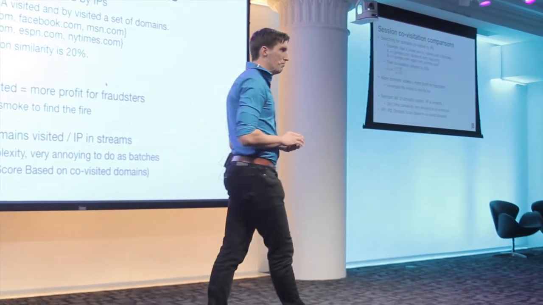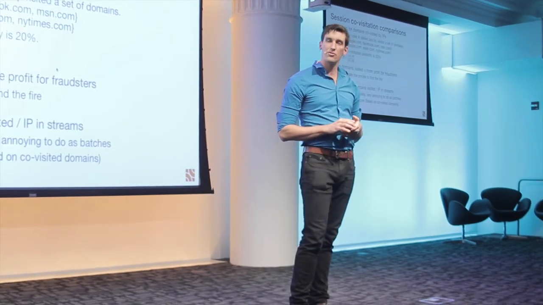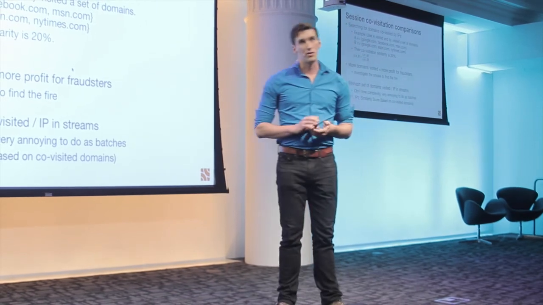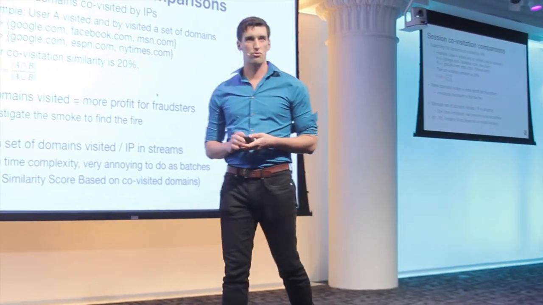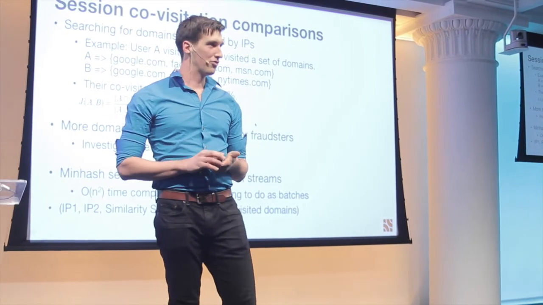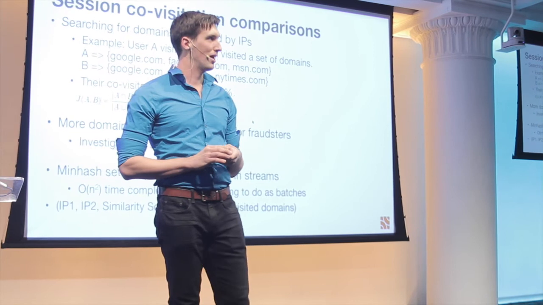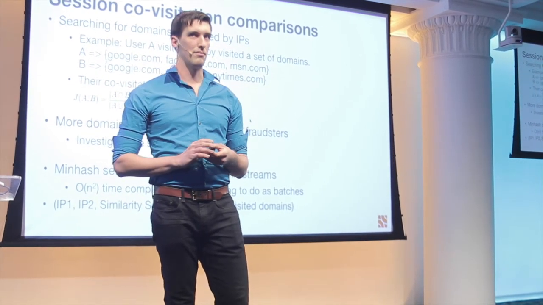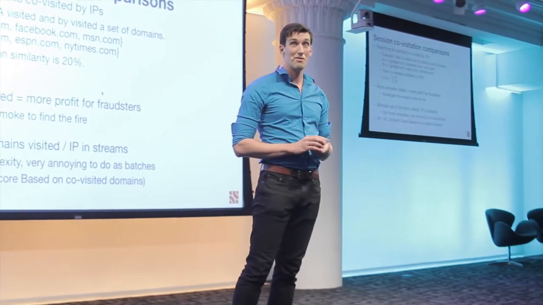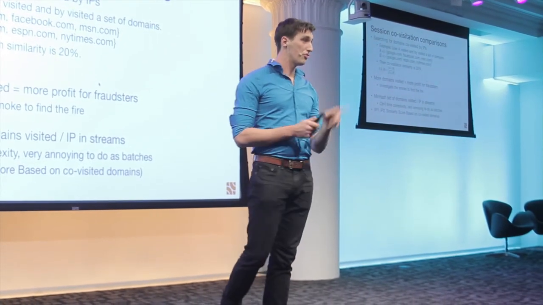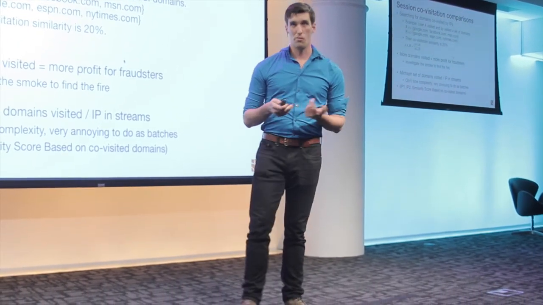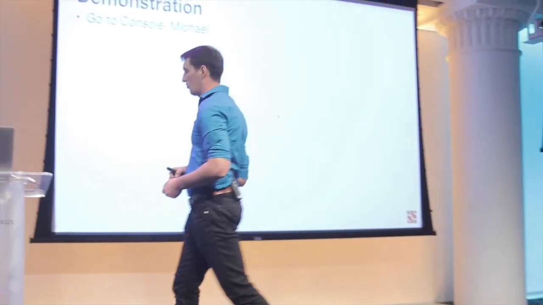We're using a min-hash algorithm on the set of visited domains to get the answer to this question, and we're doing it in streaming. We also are able to do it offline as well using batch processing, but it is cool in streaming. The problem, though, is that it runs in O(n)² time complexity, which is a little bit frustrating when you're working with batches, but it's quite a bit more manageable in streaming. So I'm actually going to show you a demo of this running live. The output you're going to see is an IP address, another IP address, and the percentage of their similarity. So, all right, let's go to the console.